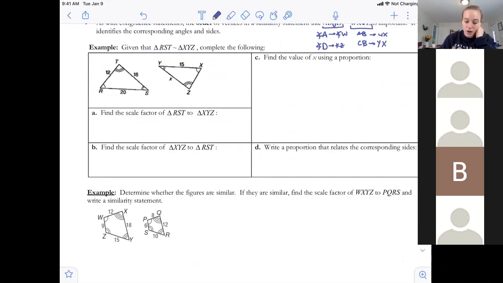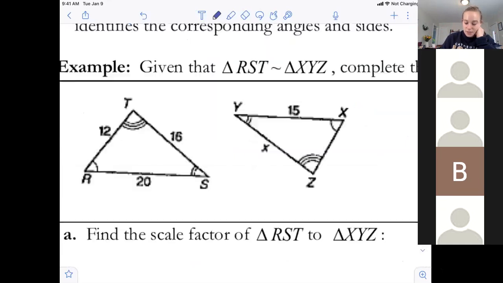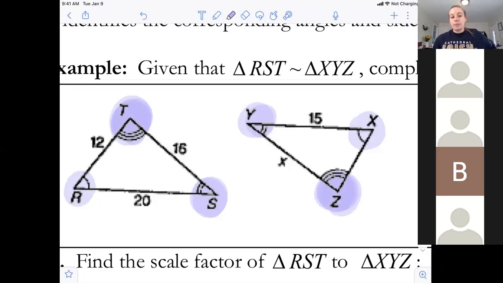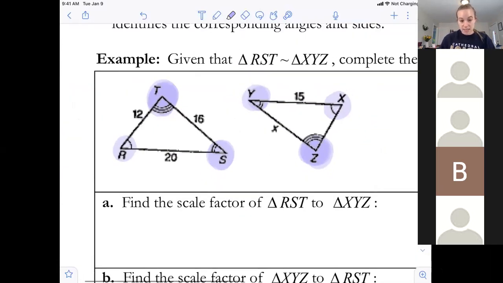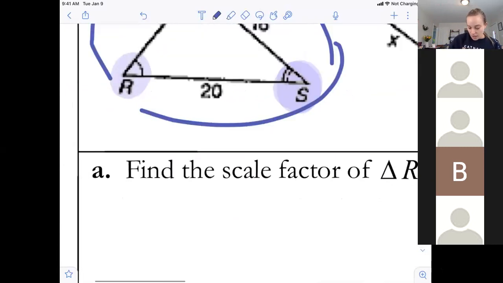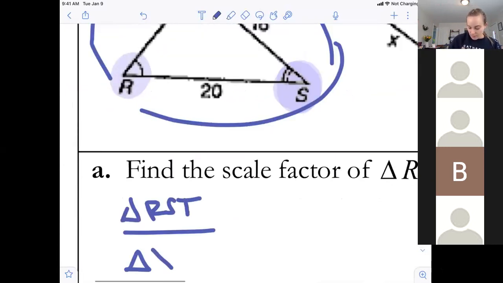Okay, now this big box, this big table all goes with this problem. We are told that triangle RST is similar to XYZ. I already have it marked a little bit. I see that angle R and angle X are congruent, angle S and angle Y are congruent, and angle Z and T are congruent. That's just based on the number of little congruent marks in them. That means my sides are going to be proportional. So we have to figure out which sides go together in order to do our proportion. It says we want to find the scale factor of RST to XYZ. When I say the scale factor of one to the other, that means I'm starting with the first shape and then going to the second shape. So I'm starting with triangle RST on top and going to XYZ.